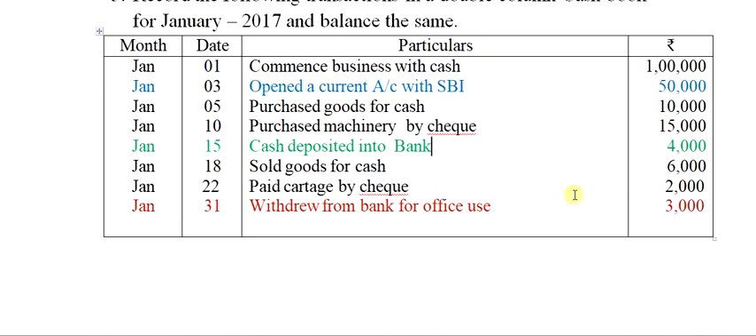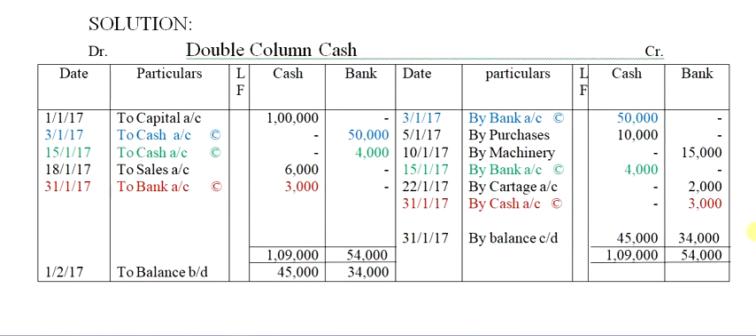Again, next date, what is given here, Jan 15th, cash deposited into bank rupees 4,000. Cash deposited into bank means what happens? Our cash balance reduces, our bank balance increases. On which date? On 15/1/2017 by bank account. What balance is reducing here? Cash balance is reducing. It is a contra entry.